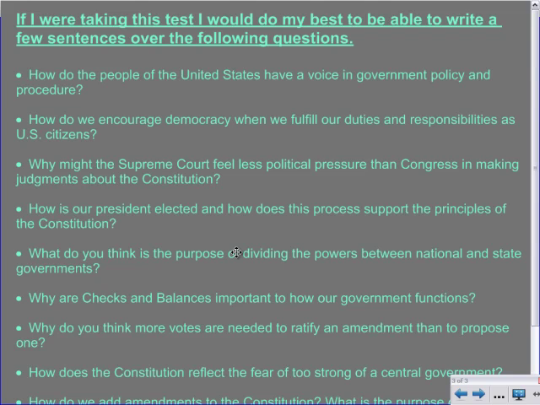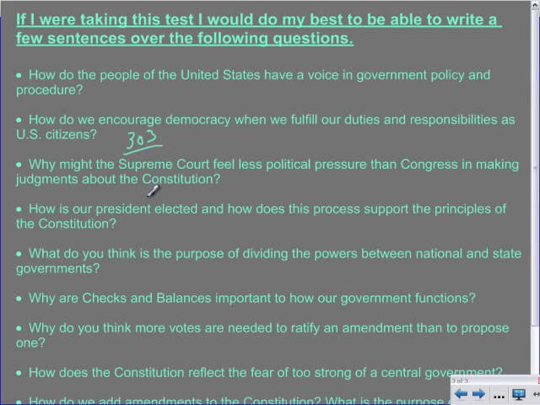How do we encourage democracy and fulfill our duties when we fulfill our duties and responsibility as United States citizens? This is on page 303. There's a Venn diagram that has the responsibilities of a United States citizen. You need to look at those and think, if I don't do these things, or if people don't do these things like voting, how does that hurt our government? When everybody votes, how does that help our government? When no one serves in the military, how does that hurt us?